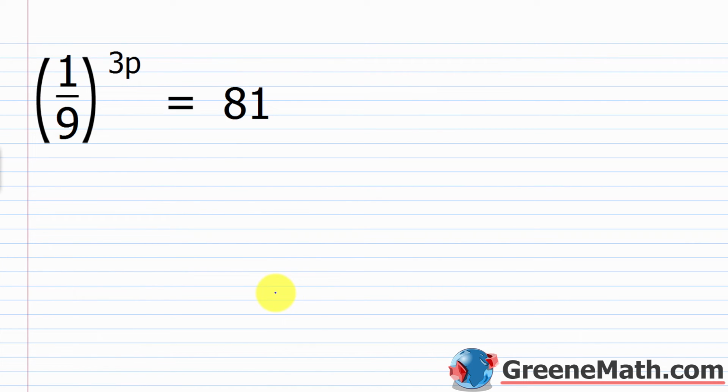All right, so for the next one, we have 1/9 raised to the power of 3p is equal to 81. So this one's a little bit more challenging. We just want to think about how can I get 81 to have the same base as 1/9. So this is my base, and I want a base of 1/9. So what can I do? Well, just think about how you could get 1/9 and change it into 81 just using exponents.